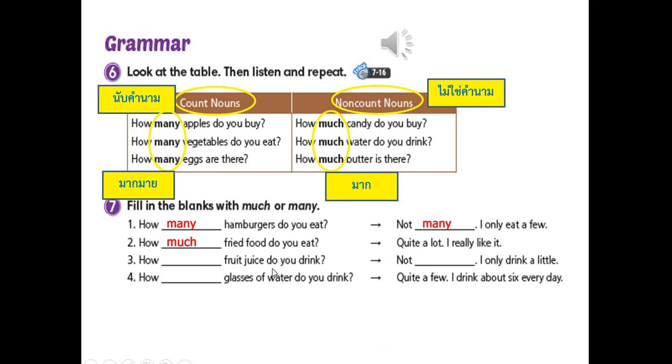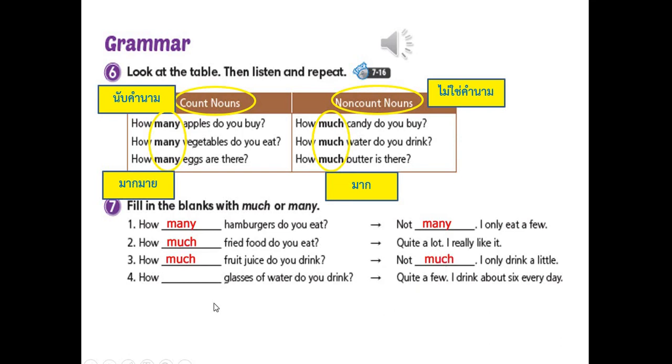Okay, next, let's go to number 3. How much fruit juice do you drink? Our keyword here is fruit juice. Now, fruit juice, count or non-count? It's non-count. So if your answer is non-count, we will use much. Now, what about our answer? Not much, I only drink a little. As I have said, if you use many here, you will also write many here. Now, since we use much, we will also put much in here.